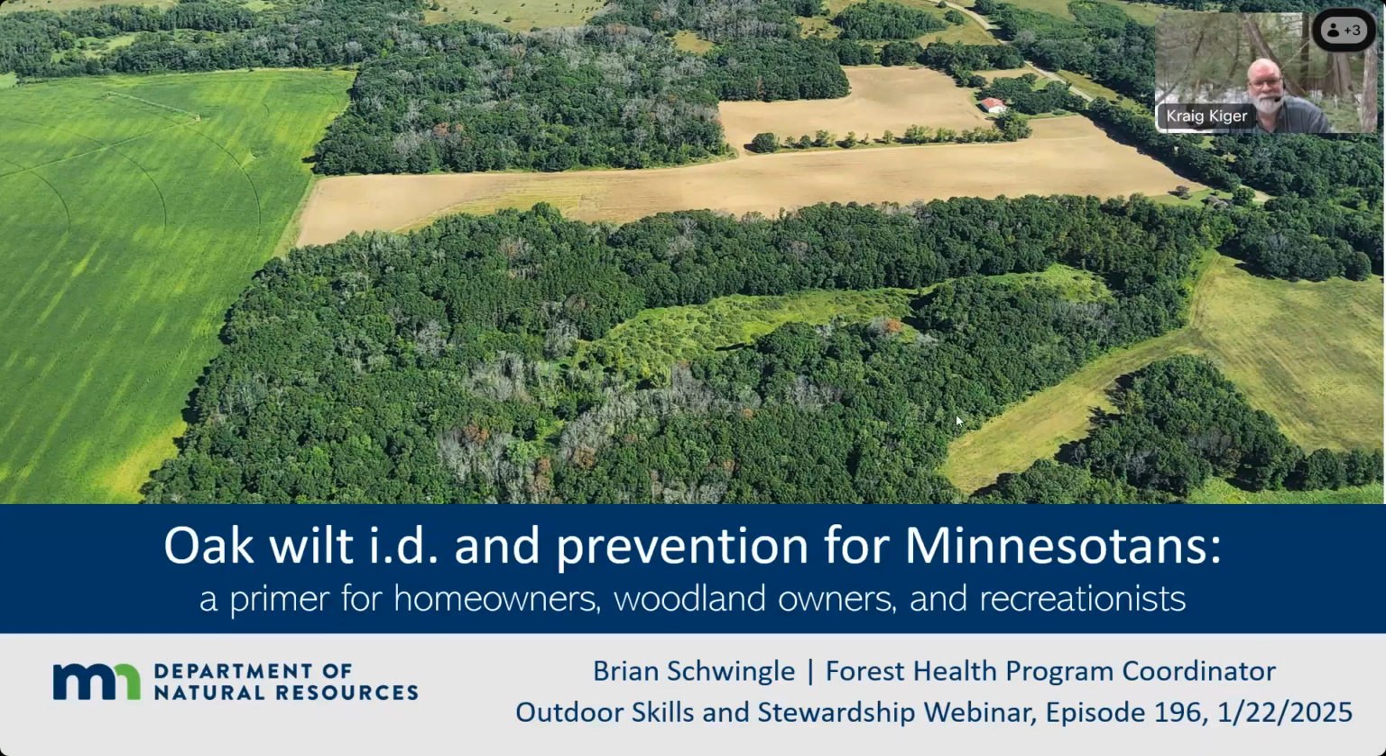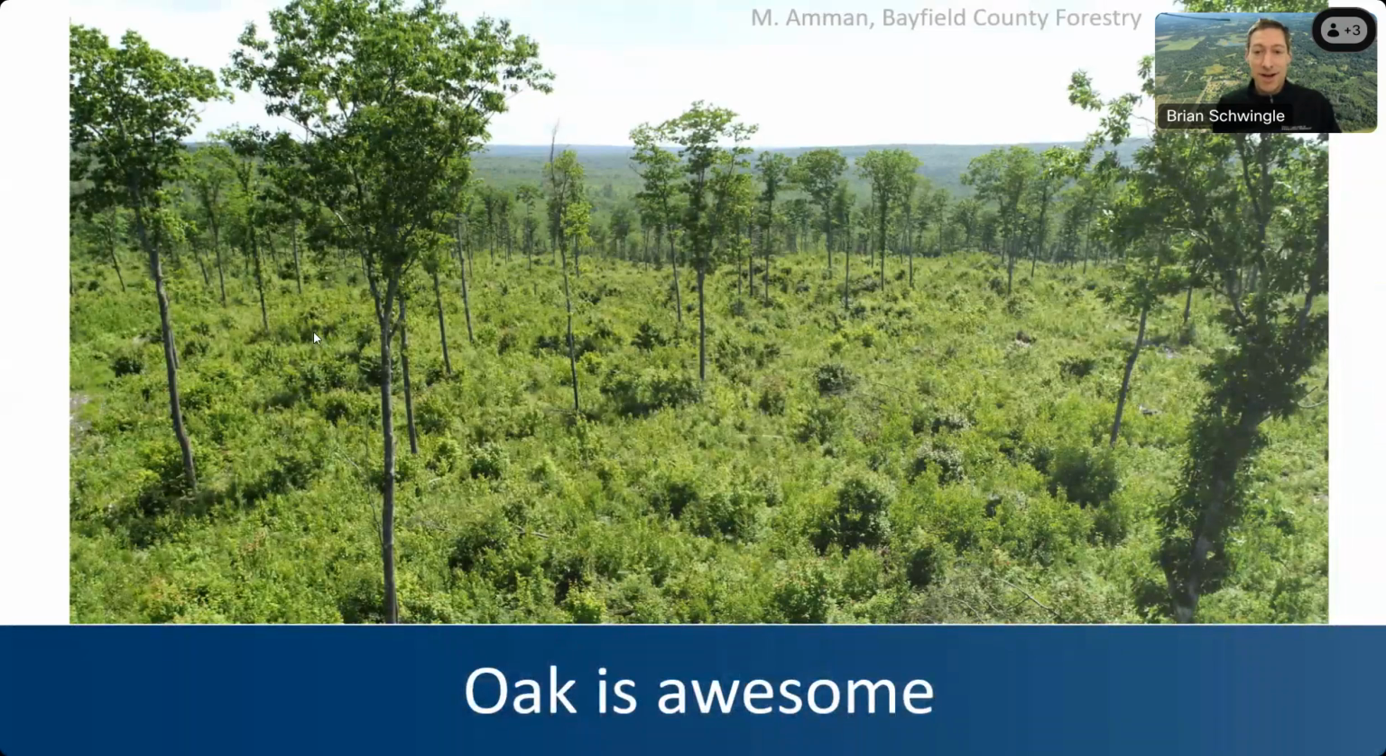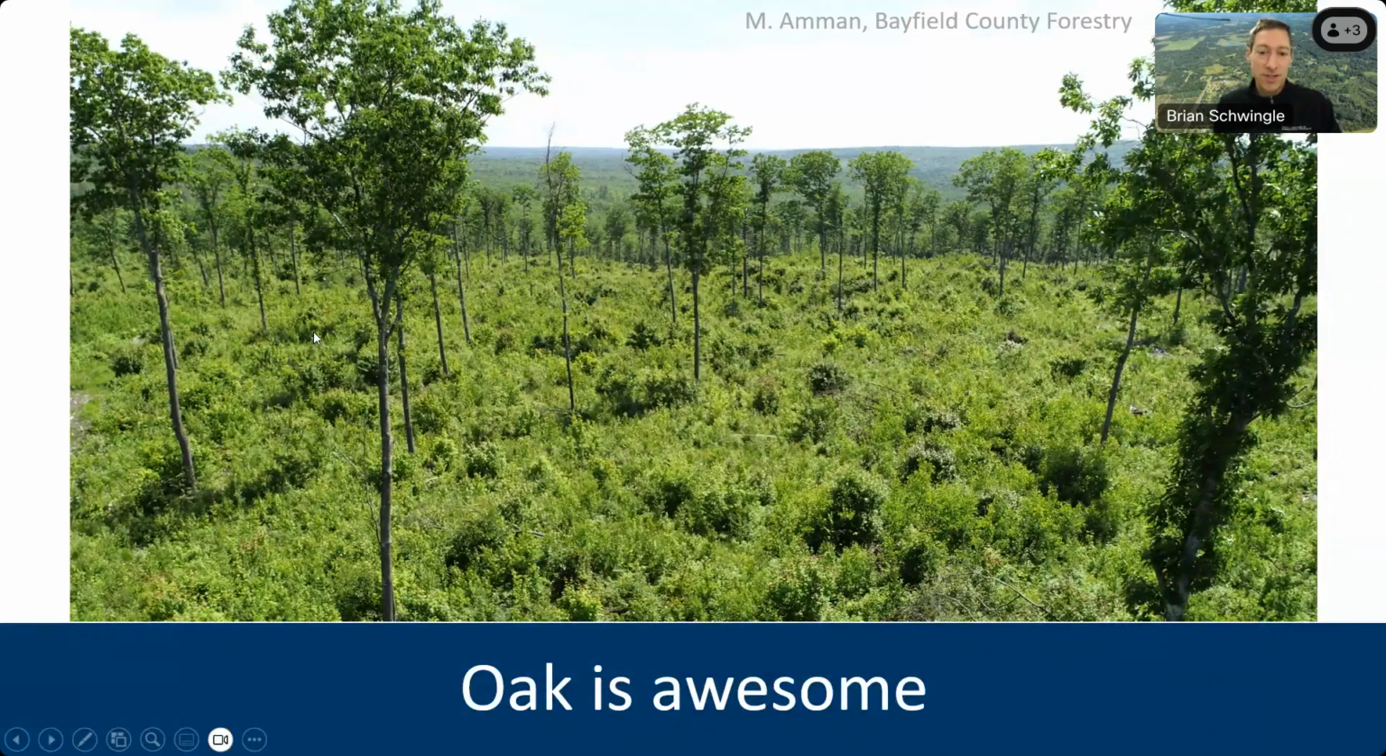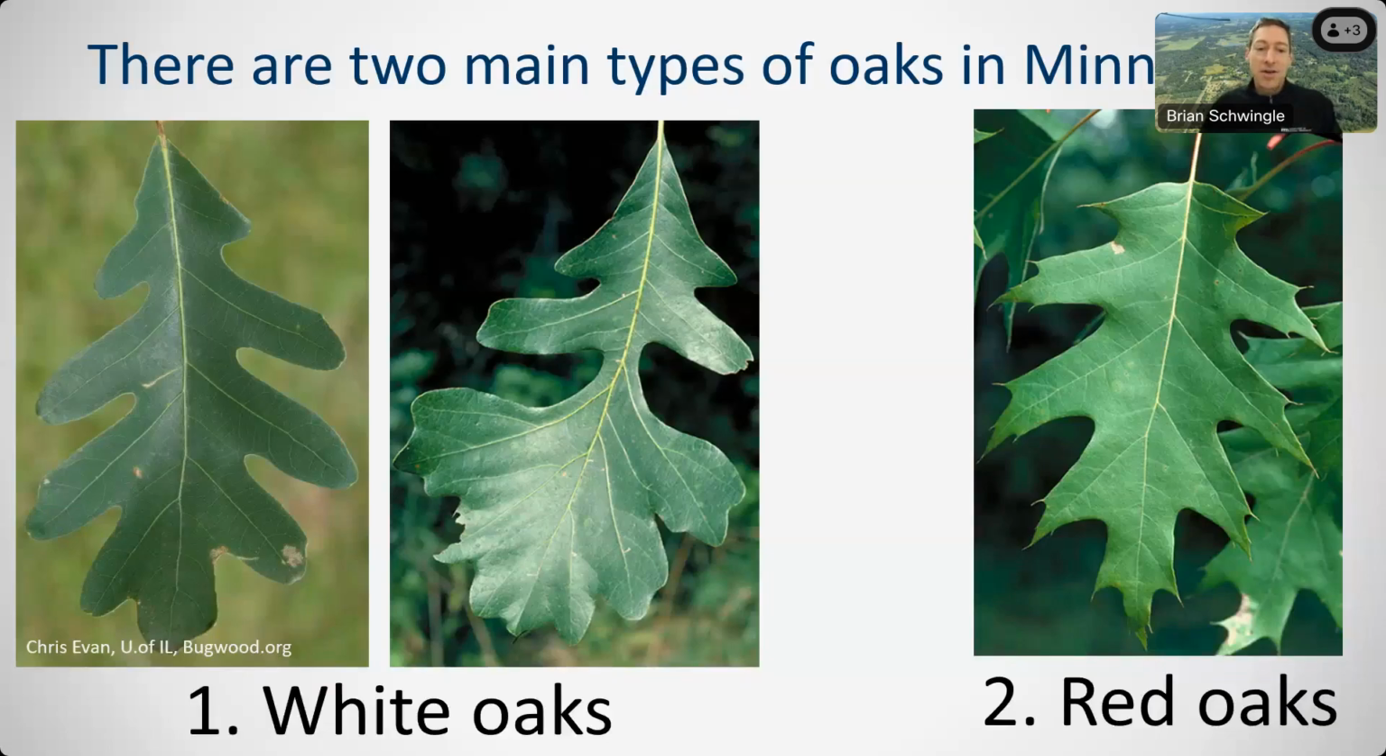Alrighty. Well, buckle in, everyone. There's a lot to cover here, and I'm just mainly covering identification and prevention today. But first, I want to talk about oaks, oak trees and oak forests. They are awesome. And there are two main groups of oaks in the upper Midwest. There are white oaks and there are red oaks. And it's really important to understand the difference between these two groups when we're talking about oak wilt.